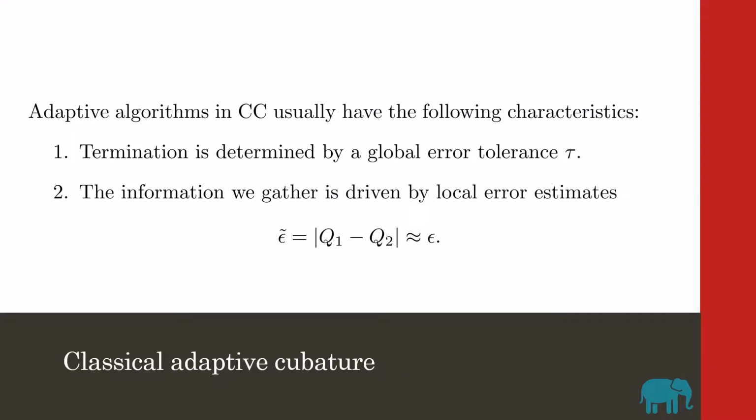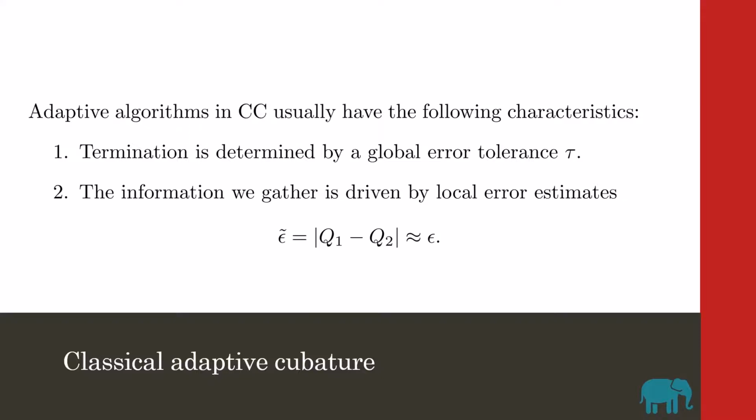Okay, so adaptive algorithms in classical cubature usually, but not always, have the following characteristics. Number 1, the termination is determined by a global error tolerance tau, which is just a real valued positive constant. Number 2, the information we gather is driven by local error estimates. So this is what we talked about at the beginning: the absolute difference between two cubature rules.